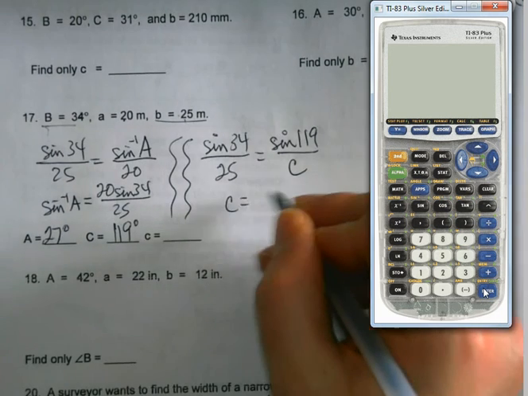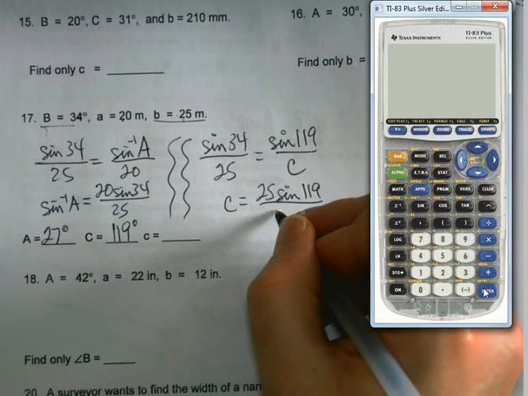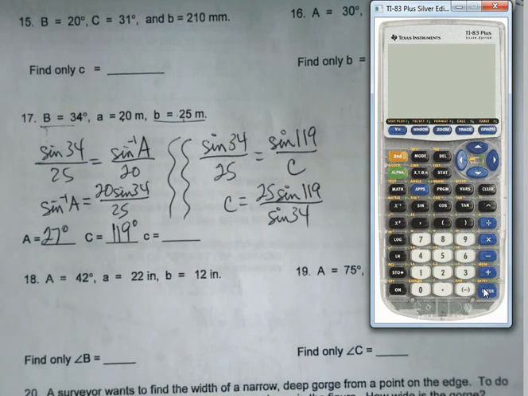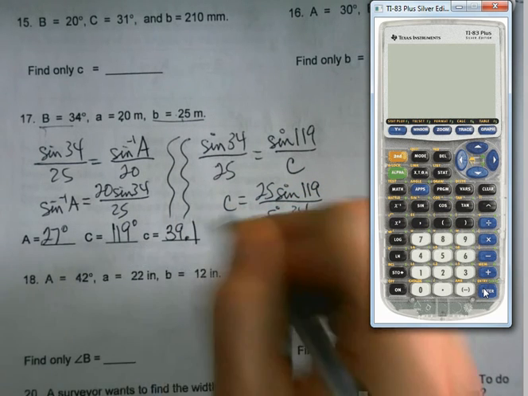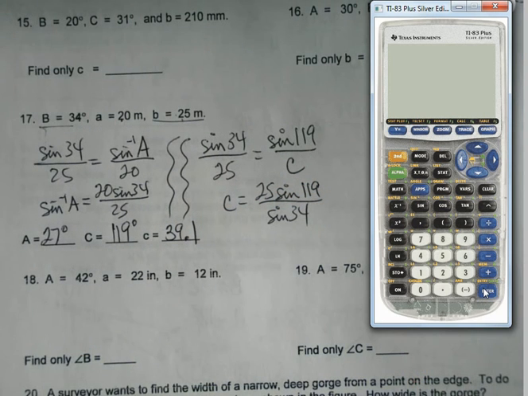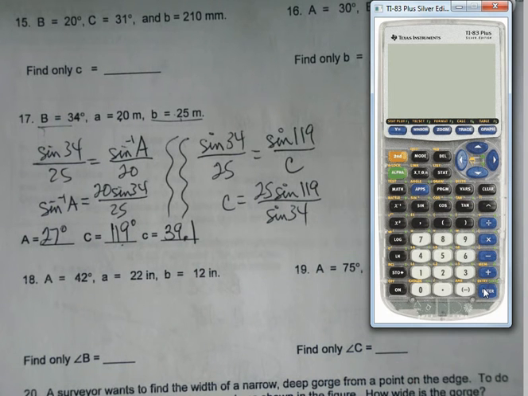So to find C, I'm going to cross multiply, divide, and when I punch that in, at least if I have calculated correctly, I believe C is going to be 39.1, which would be sensible since C is the largest angle. Side C should be the largest side. Largest angle will always have the largest side. Smallest angle will always have the smallest side. Not necessarily proportional, but that in general will be the case.